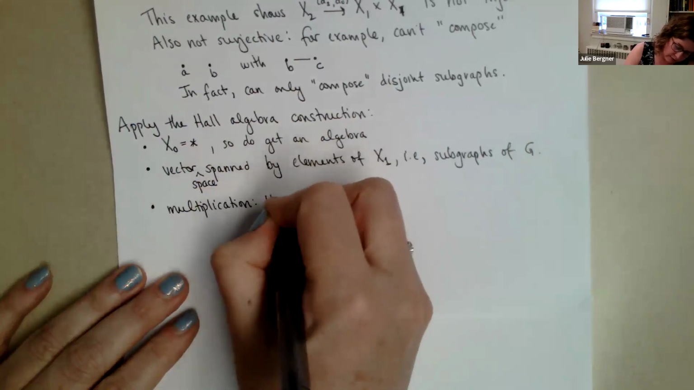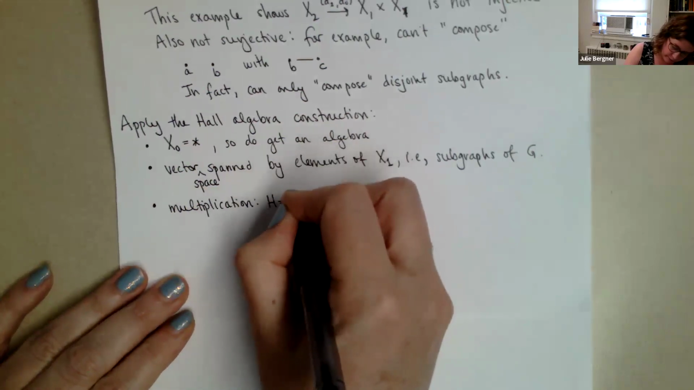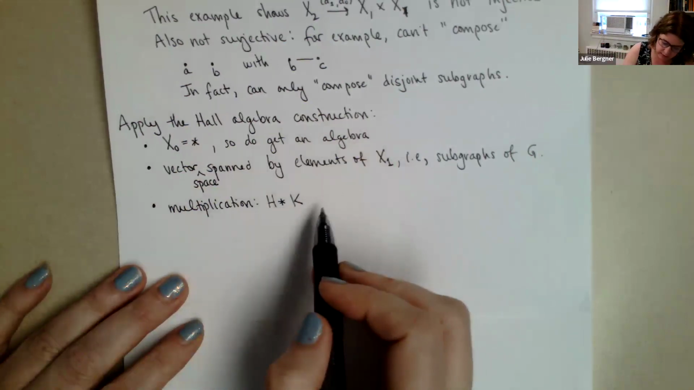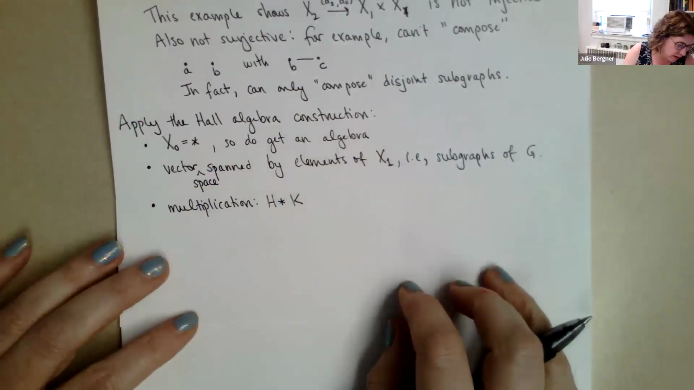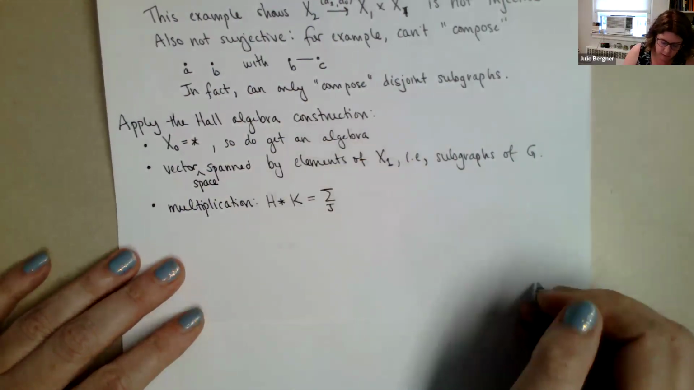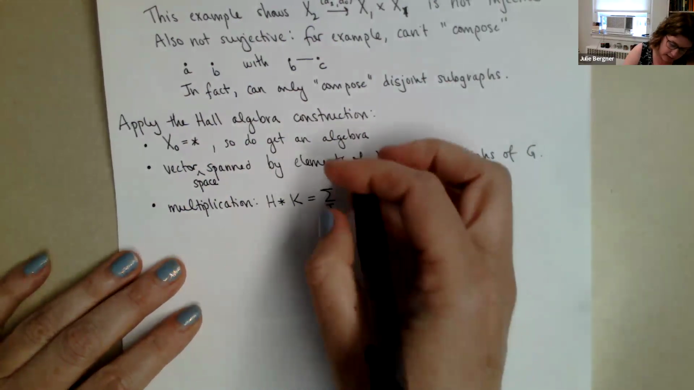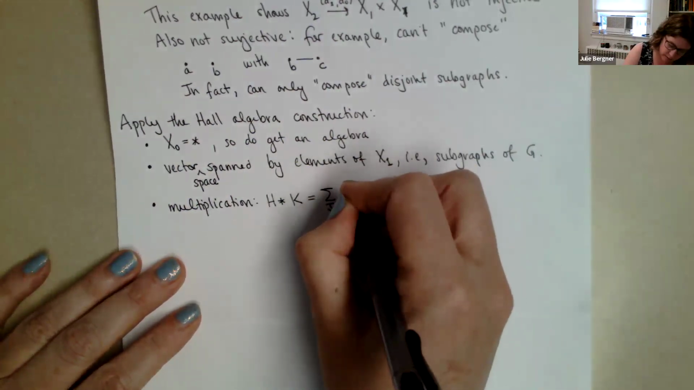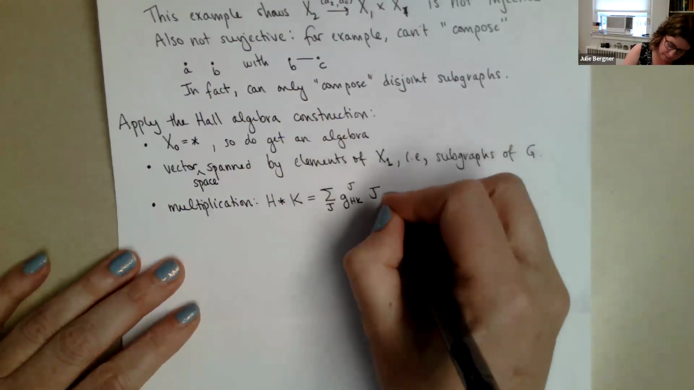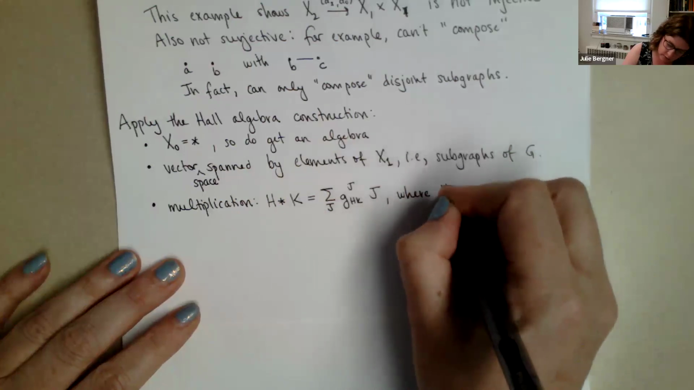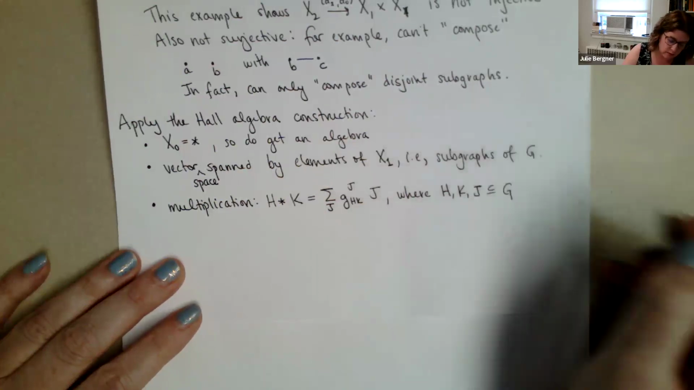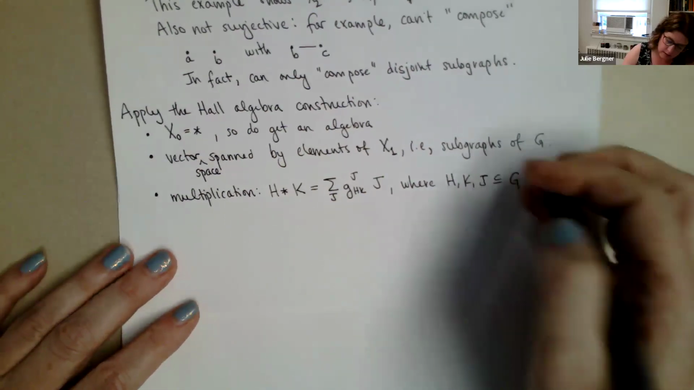Again, by definition, if I have two of these basis elements, I'll write them as H and K to suggest that they're subgraphs. This will be the sum over other subgraphs J, with some coefficient g_{HK}^J. In general, these are all one-simplices, so they're just subgraphs of G.